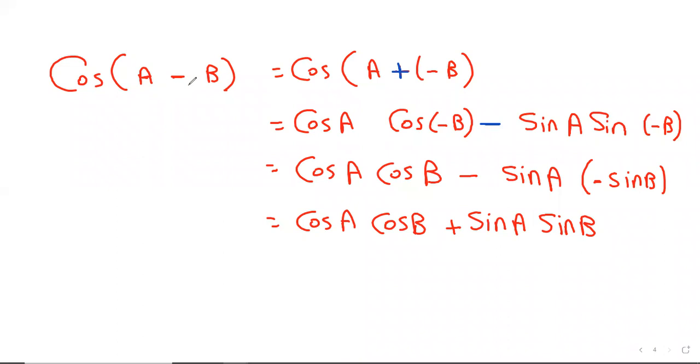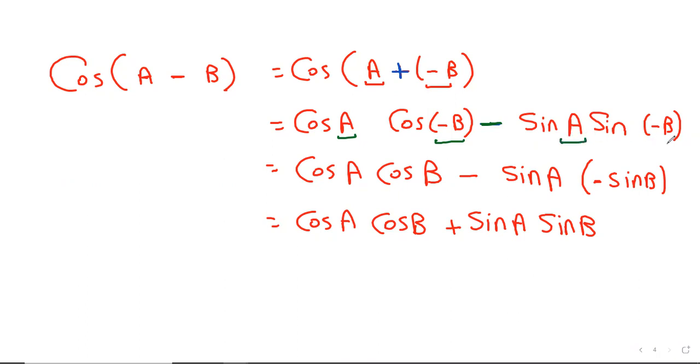And if we have cosine A minus B, we can write instead of A minus B, A plus minus B. It's the same. A plus minus B is the same as A minus B, and we can apply the rule. Cosine of angle plus angle: cosine the first angle, cosine the second angle. And because we have plus here, we are going to write minus. I just changed the sign, as I proved in the previous rule.